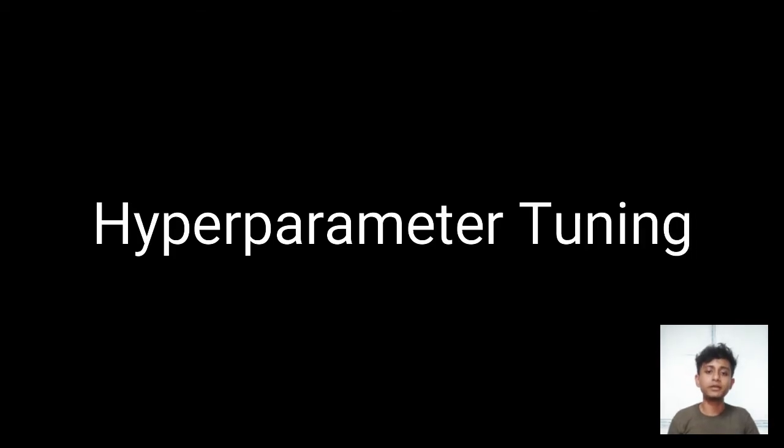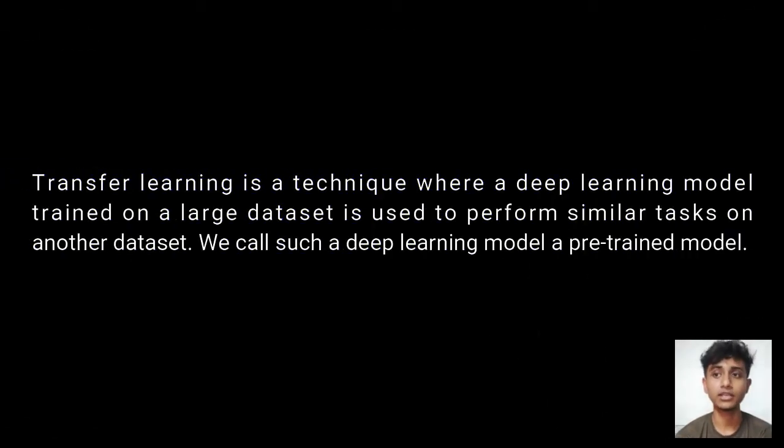In this video, hyperparameter tuning will be discussed, and I will go through an application which will show how spam classification can be done using a transfer learning BERT model. Transfer learning is a technique where a deep learning model trained on a large dataset is used to perform a similar task on another dataset. We call such a deep learning model a pre-trained model.